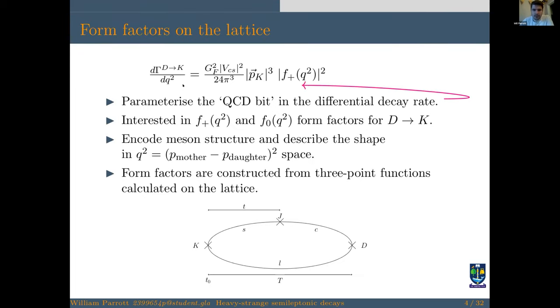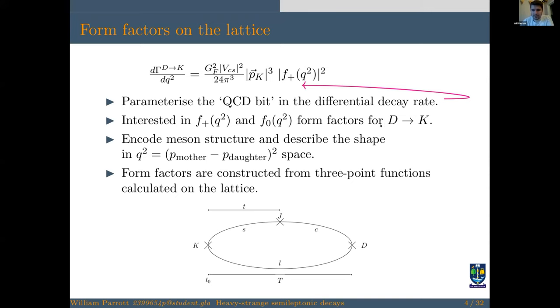So what are these form factors? They arise, for example, in this differential decay rate for D→K. This is just a truncated version; I'll show you the full one later. This involves the vector form factor, or f plus. They parameterize the QCD bit, if you like. They tell us things about the meson structure and describe the shape in q-squared space, where q is the difference in four-momenta between the D and the K in this case.